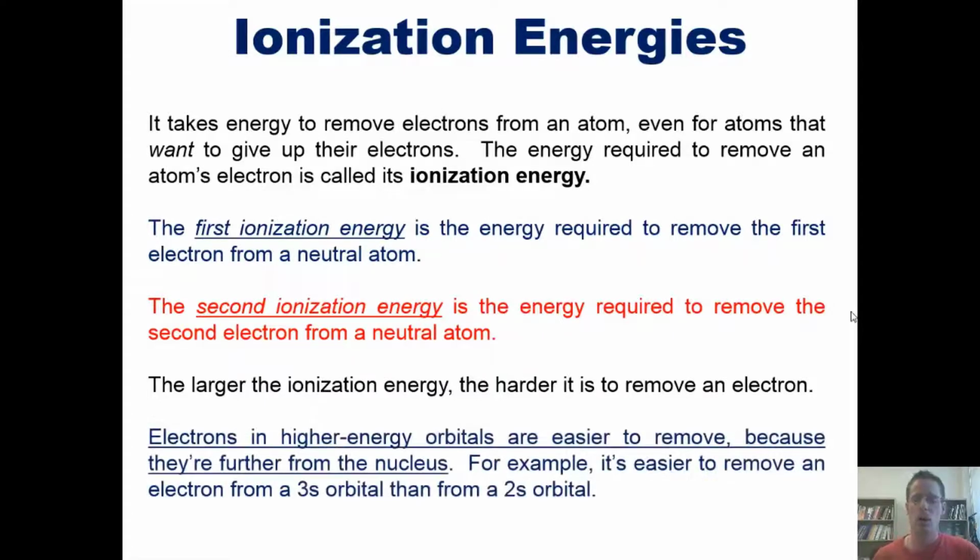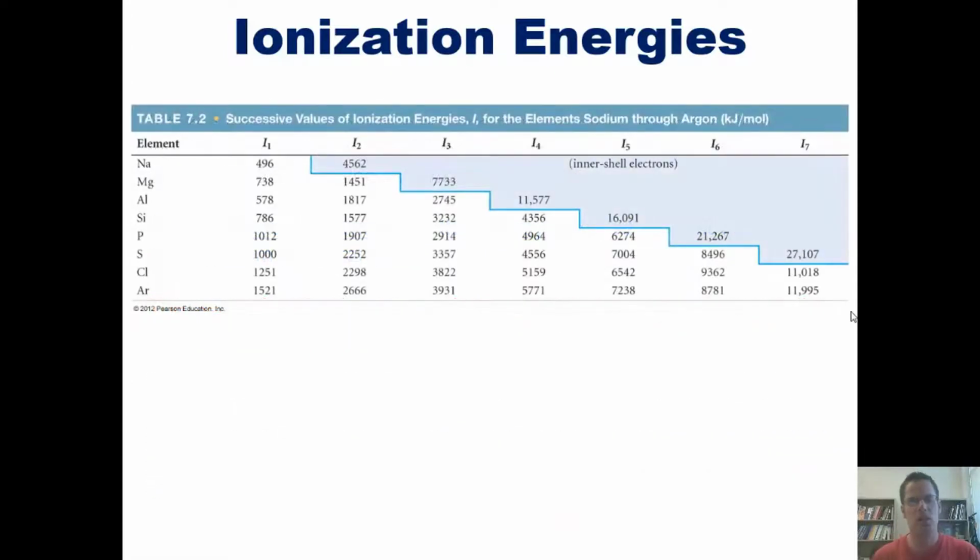Electrons in higher energy orbitals, by the way, are further from the nucleus, so they're easier to remove. For example, it's easier to remove an electron from a 3s orbital than it is from a 2s orbital, because a 3s orbital electron is further away from the protons in the nucleus that are sucking it in than a 2s orbital electron. This table shows us various ionization energies for different elements.